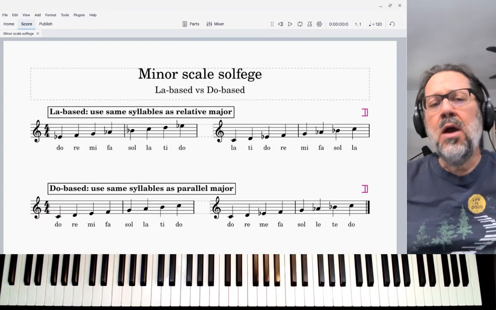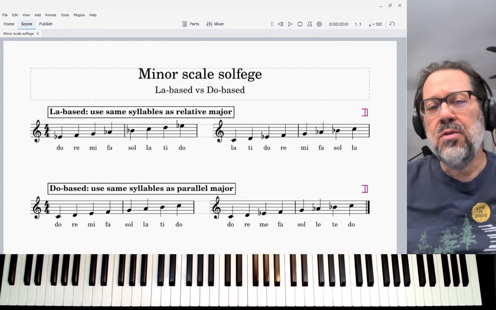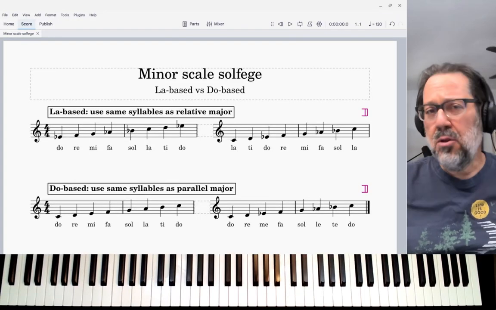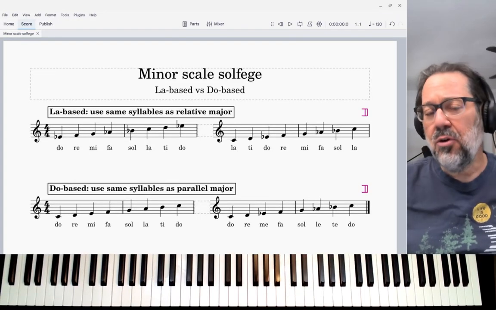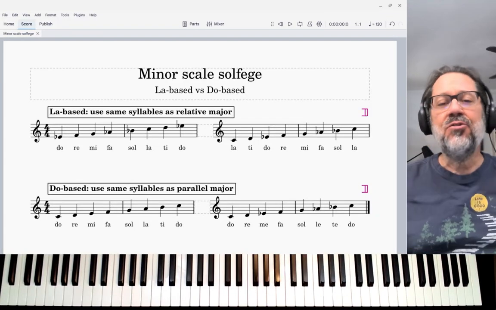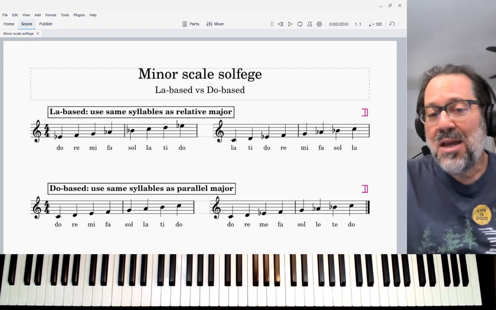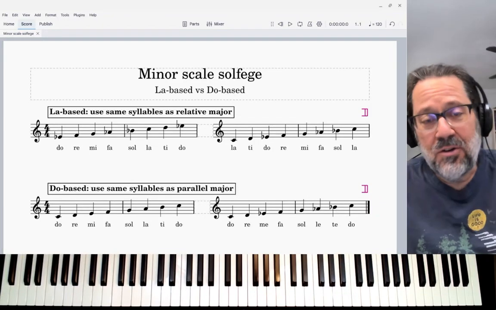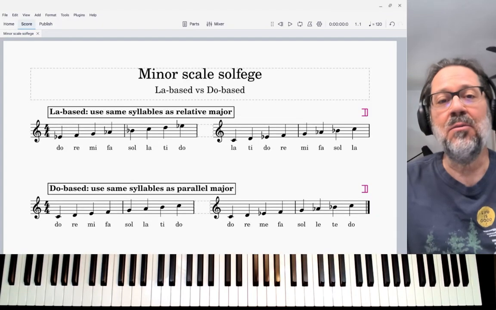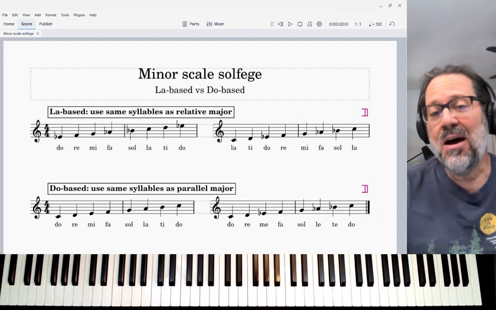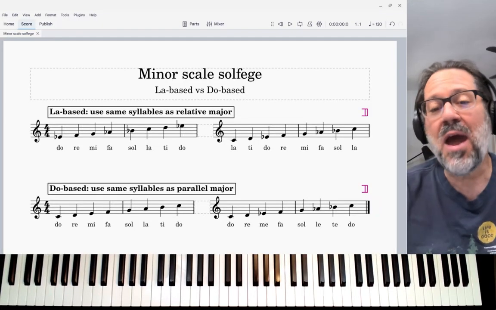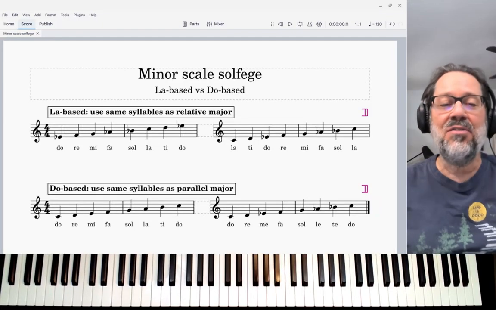In this video, I want to briefly run through the difference between the two popular ways of representing solfege in minor scales. They are what's called la-based minor or do-based minor, and they're really just different ways of assigning the syllables to the notes. If you're used to one, it feels right and the other one feels wrong, but really they both have their merits. So let's talk about this.